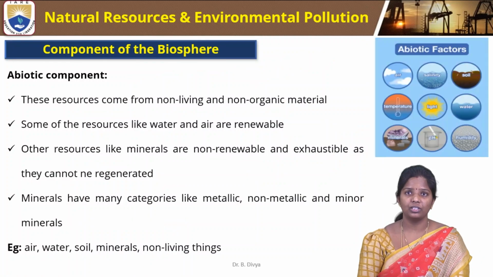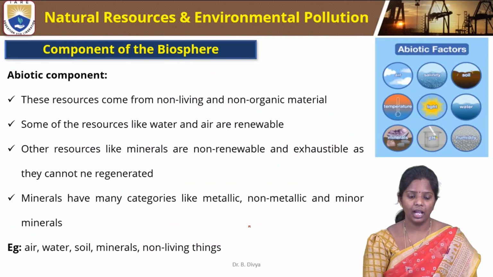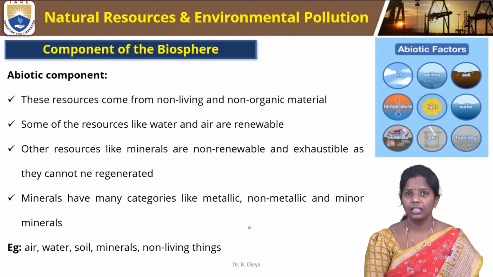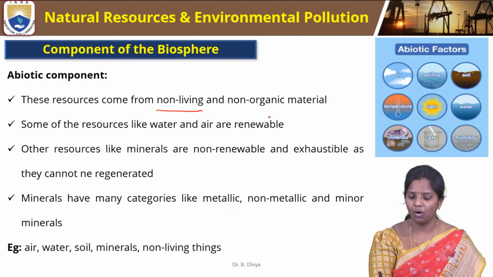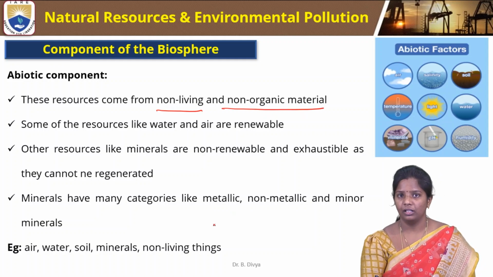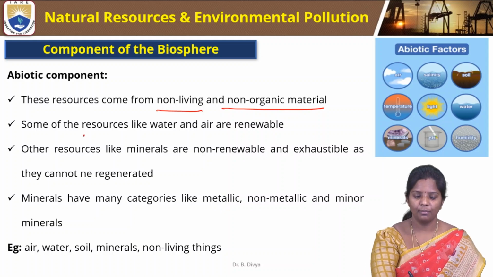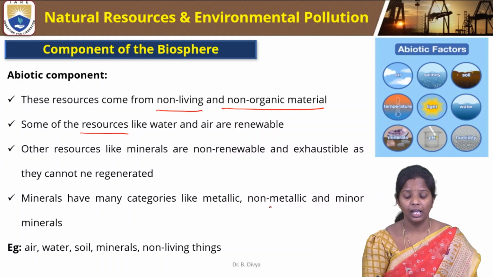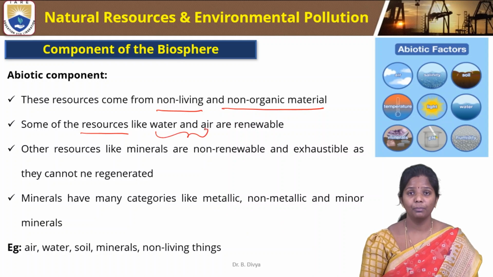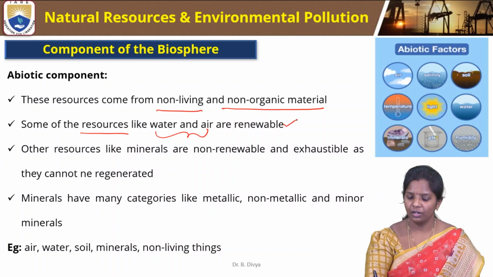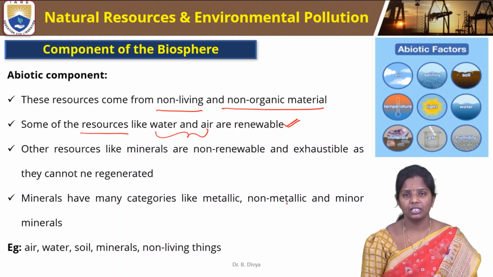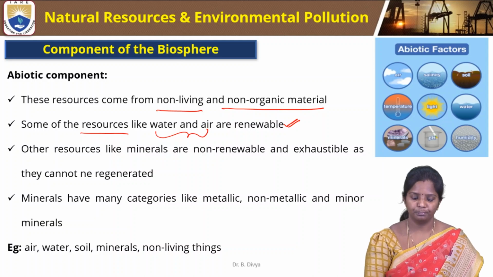Biotic are of biological origin. Then comes the abiotic component. These resources come from non-living or non-organic material. So non-living things and non-organic material come under abiotic components. Some of these resources are like water and air. They are very important for our life, but they are non-living. They are also renewable in nature. So these come under abiotic components.